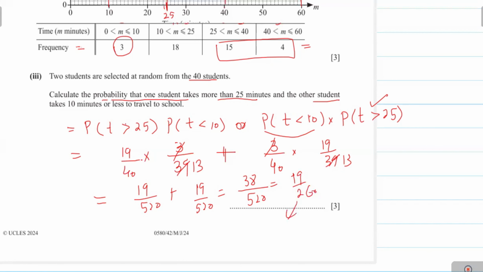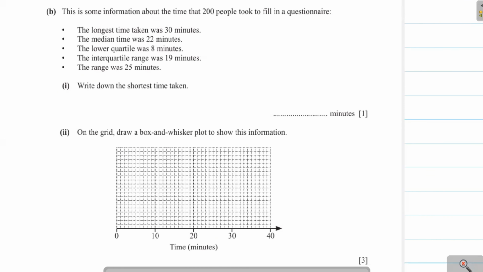This is the answer. Part B, this is some information about 200 people to fill a questionnaire. Write down the shortest time taken. Look here, the range of the time here is 25 minutes. The range is equal to maximum minus minimum value.